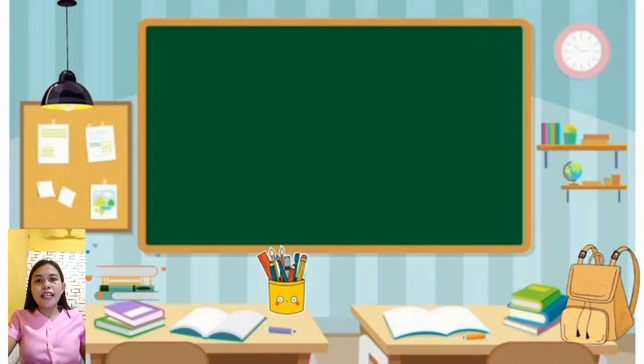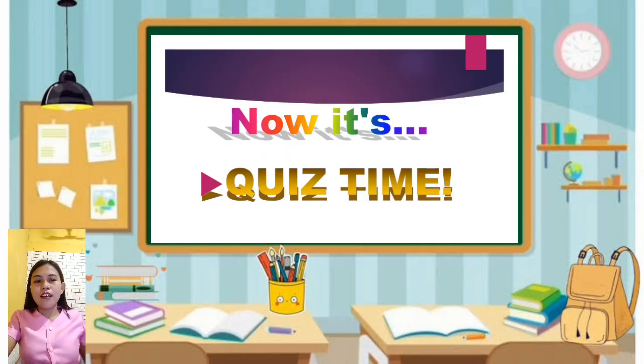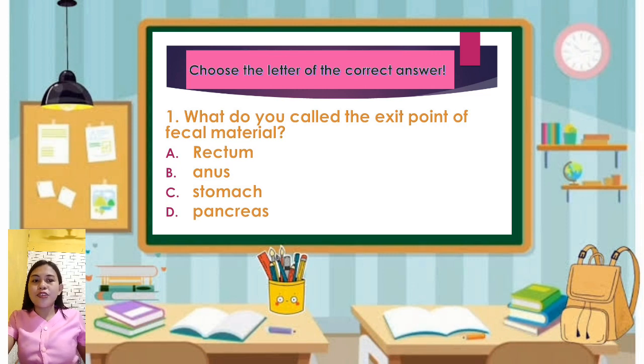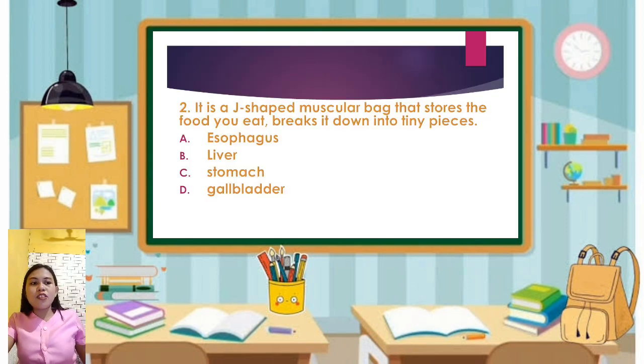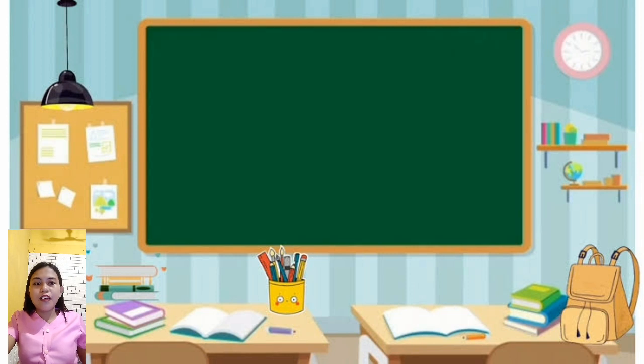To check your understanding, let's have a short quiz. Choose the letter of the correct answer. Let's have number 1. What do you call the exit point of the fecal material? Correct. The answer is letter B, the anus. 2. It is a J-shaped muscular bag that stores the food you eat and breaks it down into tiny pieces. Yes, letter C, stomach.